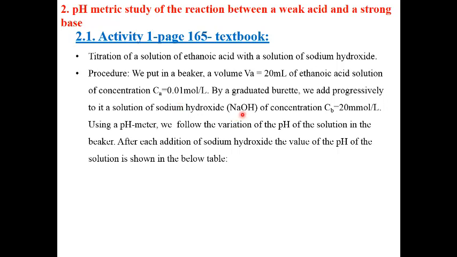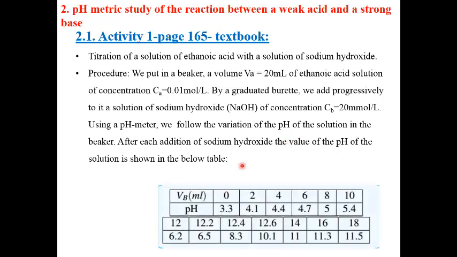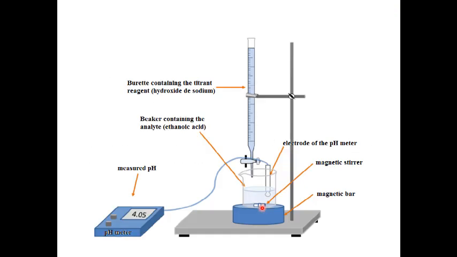And in the burette, we will put NaOH, definitely in the burette, because it is a titration. The concentration of the base would be 20 millimole per liter. And the volume of NaOH would be determined at equivalence, using a pH meter. Now, using a pH meter, we follow the variation of the pH and we obtained these values of pH, measured at each addition of 1 milliliter of the base. Now this table will allow us to draw the curve.